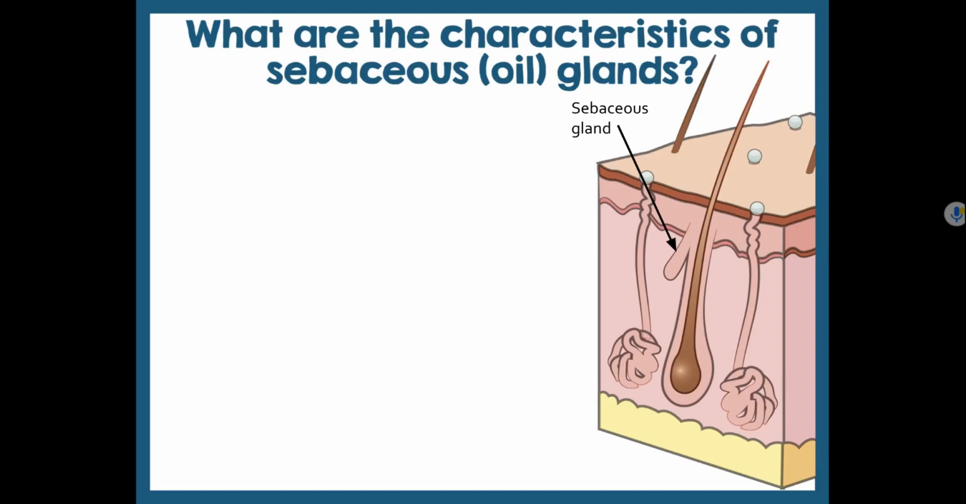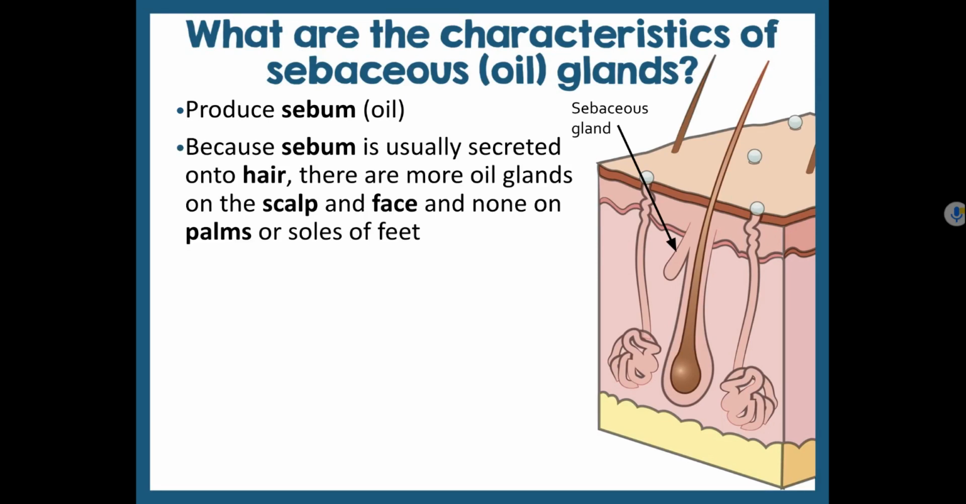Let's finish up by talking about sebaceous or oil glands. These glands produce sebum, which is oil. Because sebum is usually secreted onto hair, there are more oil glands on the scalp and face, and none on palms or soles of feet.